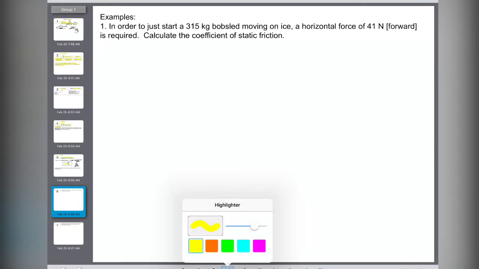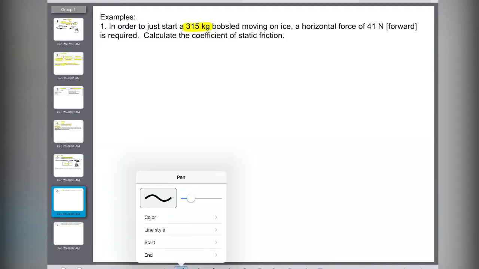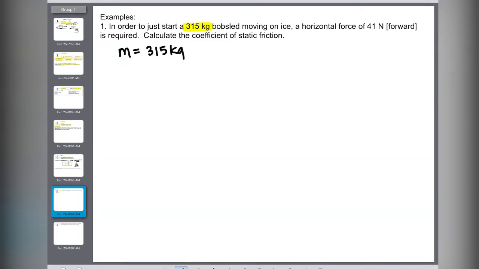All right, so we got a question here. It says that in order to start a 315 kilogram, so what symbol would that be? Something measuring kilogram. Hopefully you're good that that's a mass. So in order to start a 315 kilogram bobsled moving on ice, a horizontal force forward is 41 Newton. Calculate the coefficient of static friction. When something just starts to move, you are assuming that this is a first law type of question. You assume that the acceleration is 0.